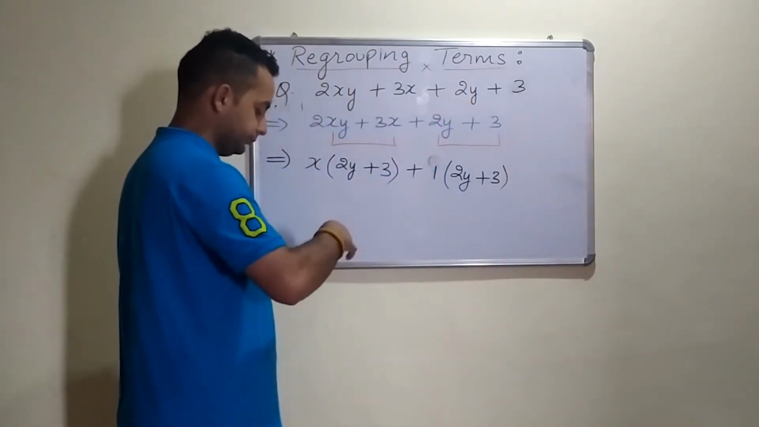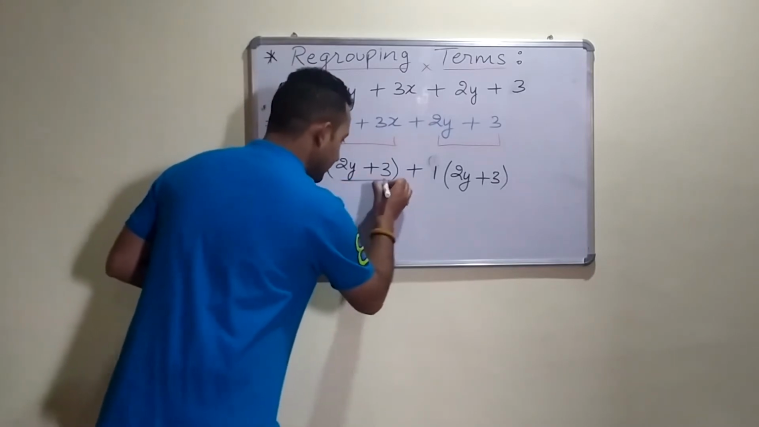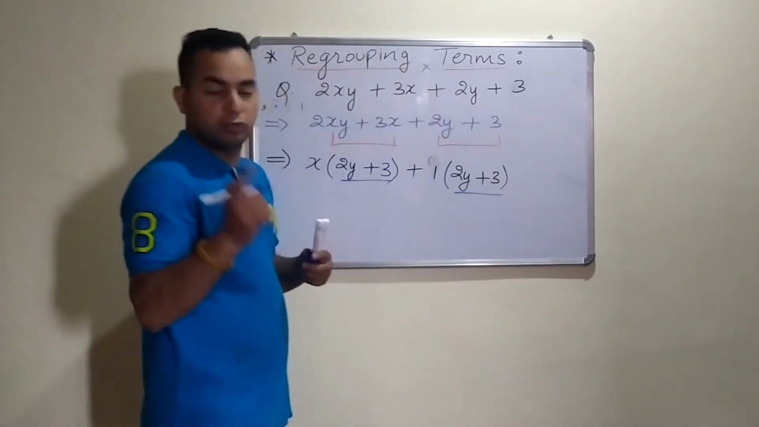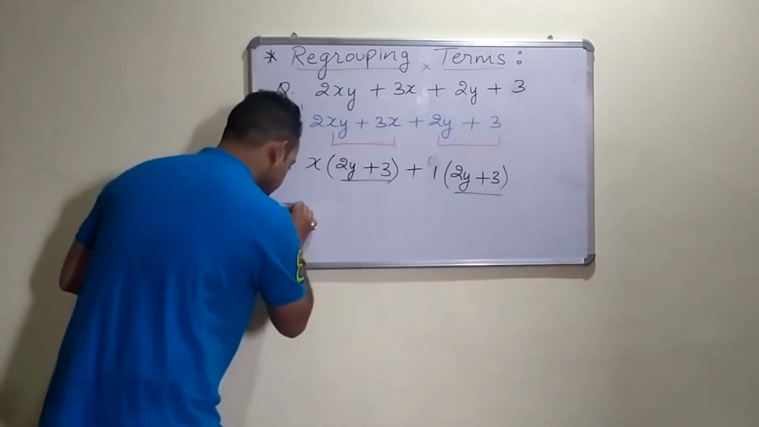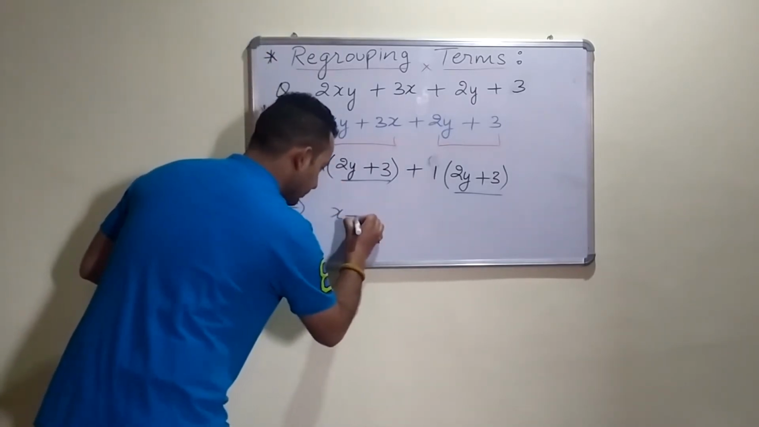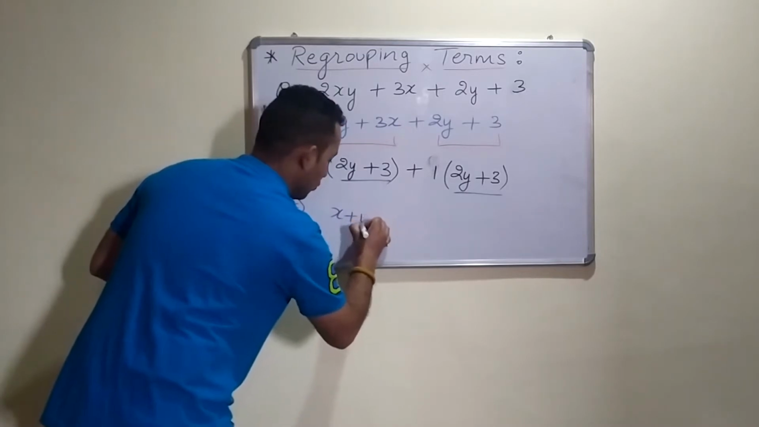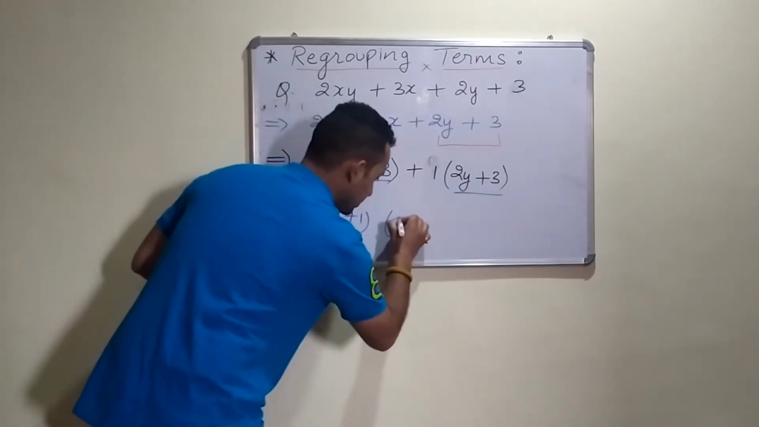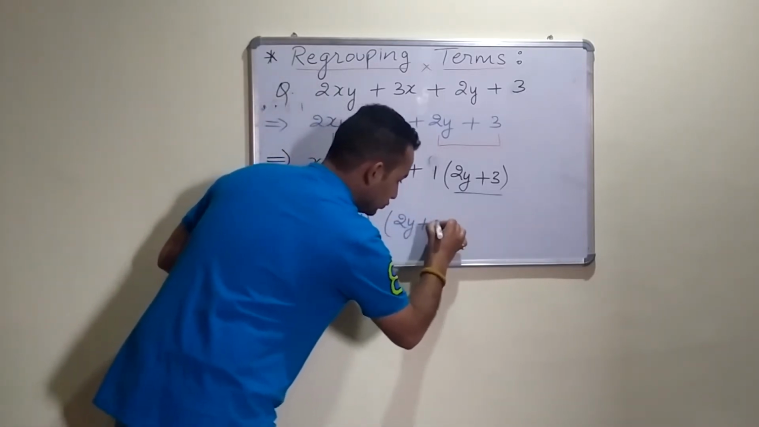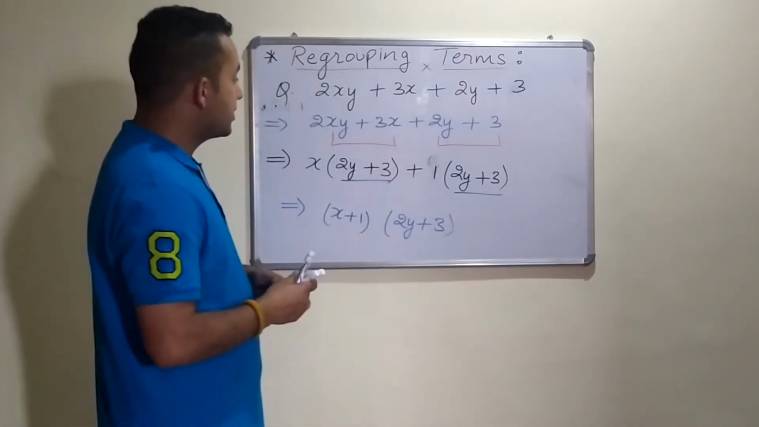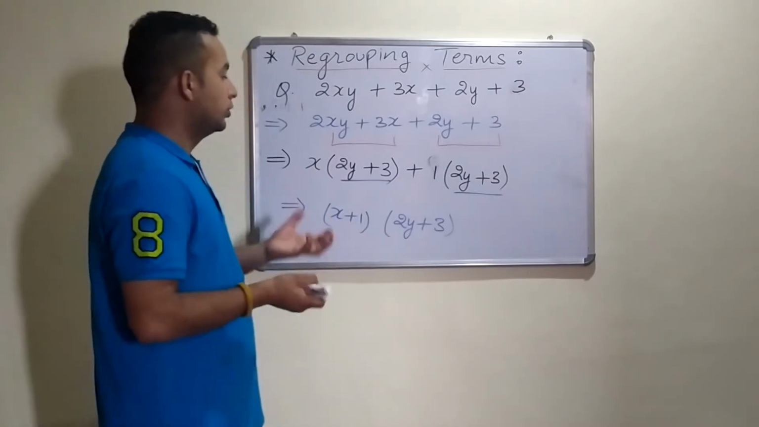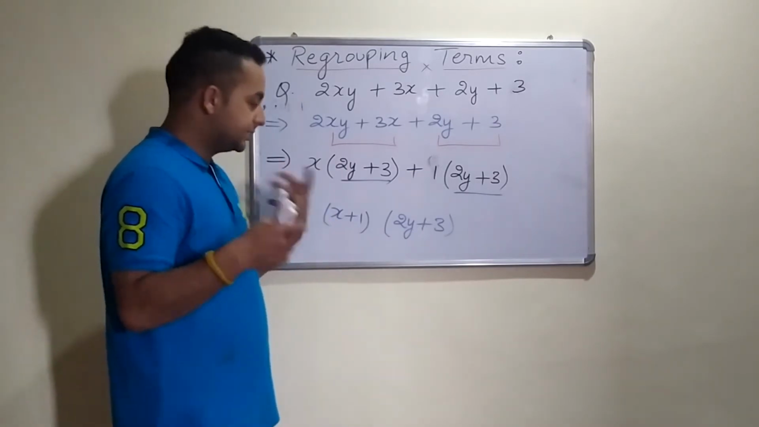Okay. So 2y plus 3, 2y plus 3. These two are common. So you can write it only once. So x plus 1 and 2y plus 3 is 2 times. So you can write it only once. So this is your answer, and this is how you are going to regroup the terms.